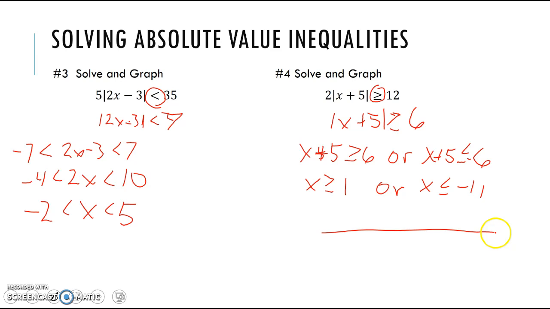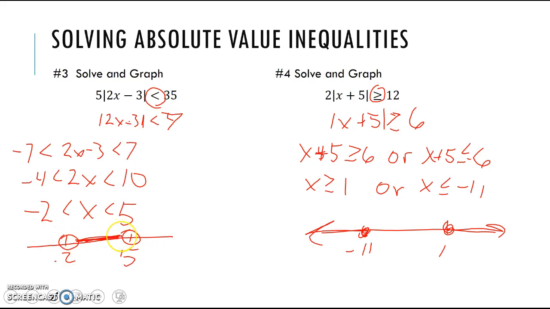And that makes sense here on a number line. If this is 1, I'd have a closed circle here, and it would go in this direction. If this is -11, I'd have a closed circle here, and it would go in this direction. Where over on this equation here, if I went from -2 to 5, it's less than 5, but greater than -2, which would include everything in between.